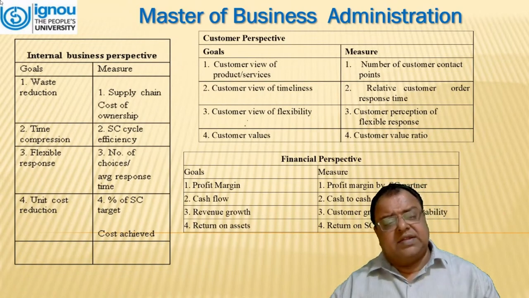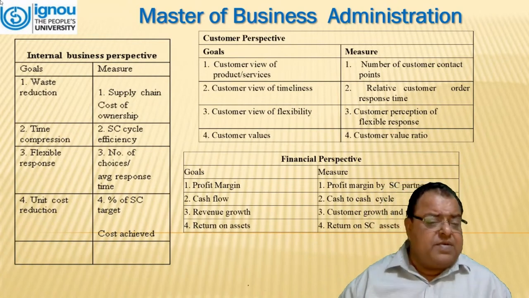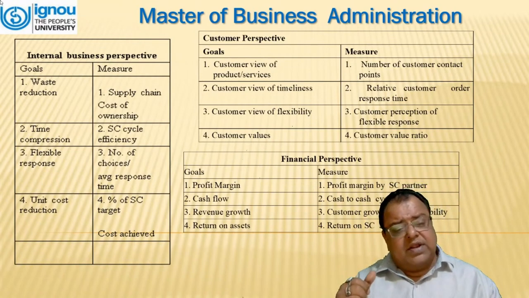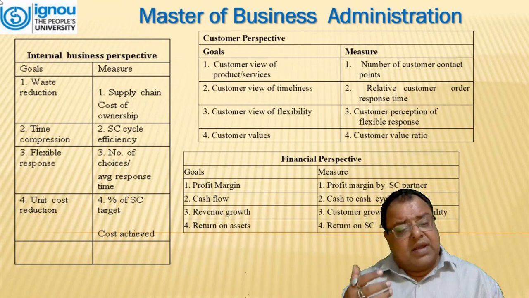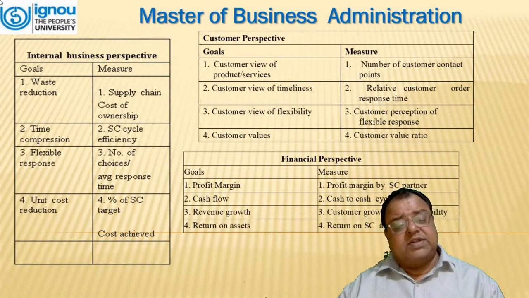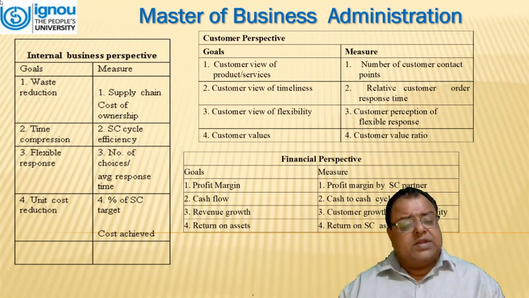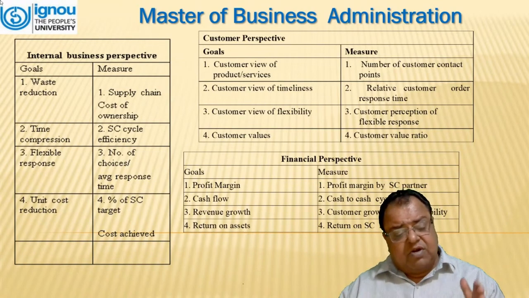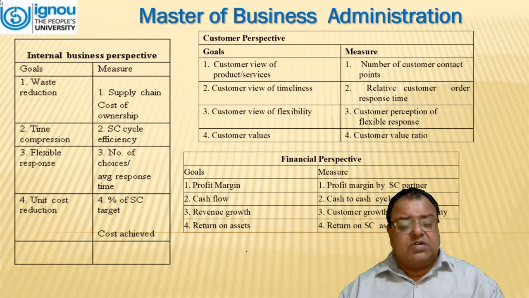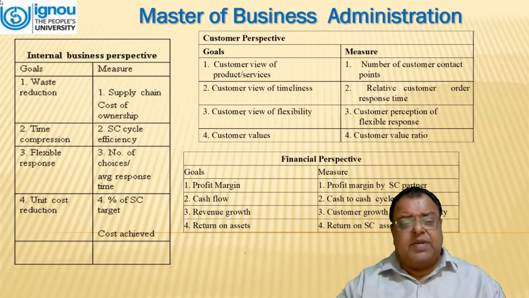If the organization has an initial goal of waste reduction, then what has to be done? What measure has to be taken? The supply chain cost of ownership is important. If we talk about time compression, that means supply chain cycle efficiency. Flexible response and the number of choices, average response time. Now, how many choices are available? And what about the unit cost reduction? And the percentage of supply chain target cost achieved.